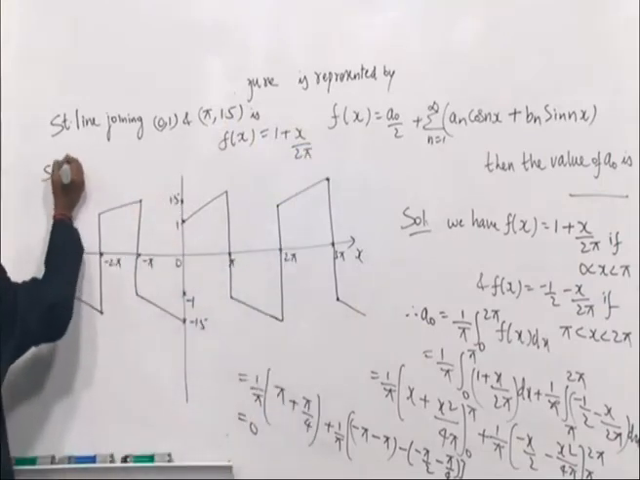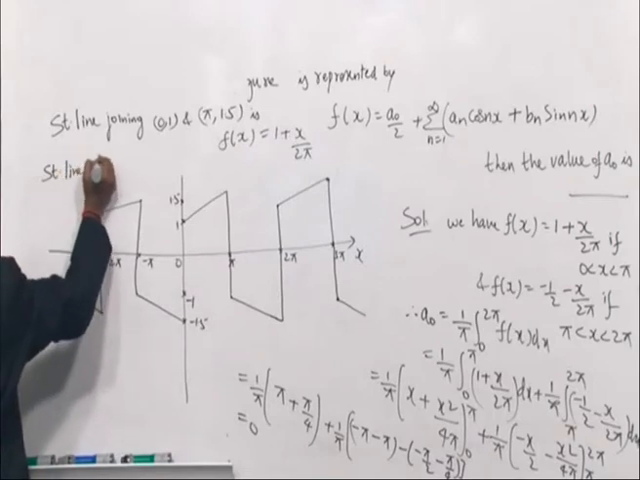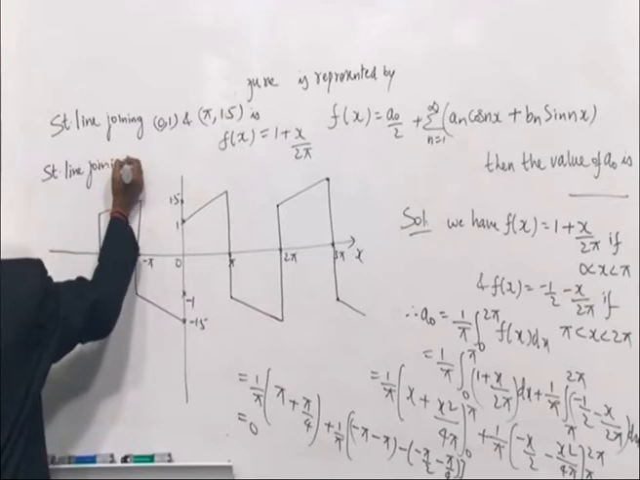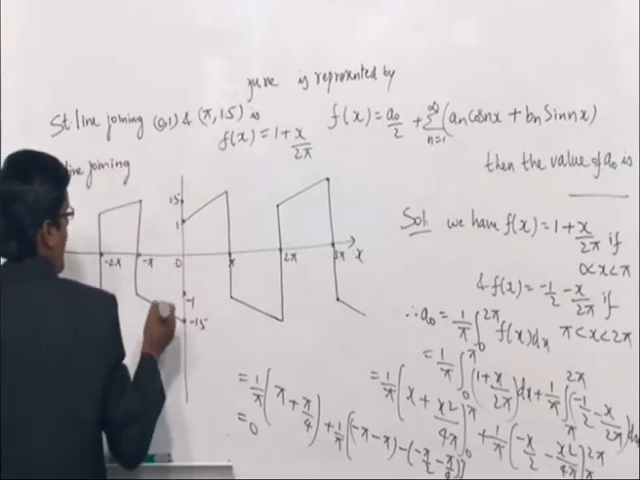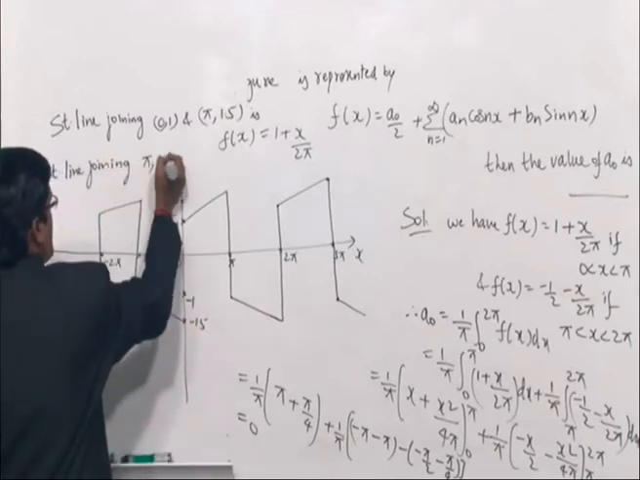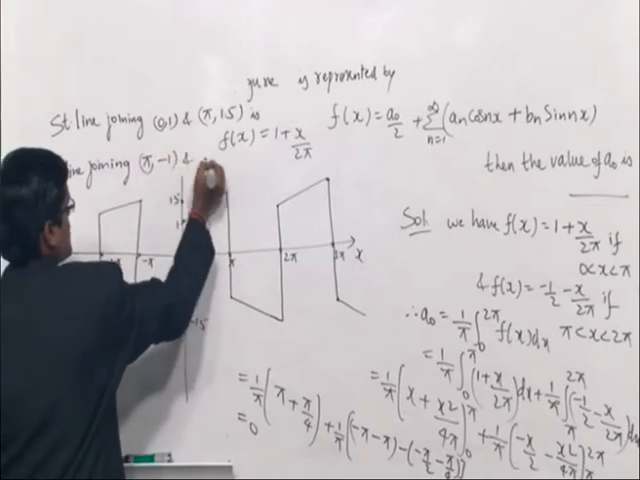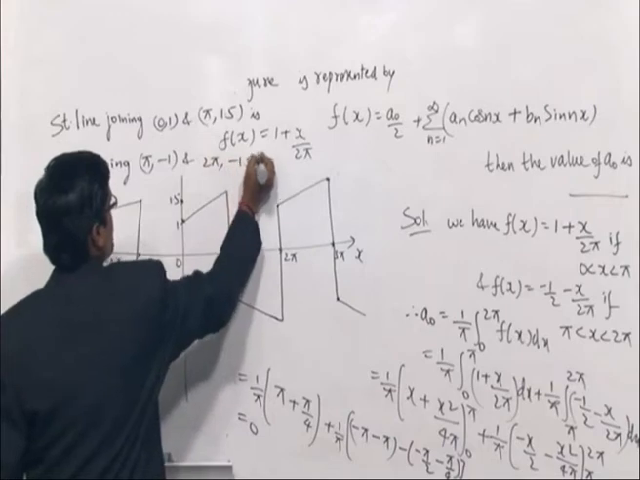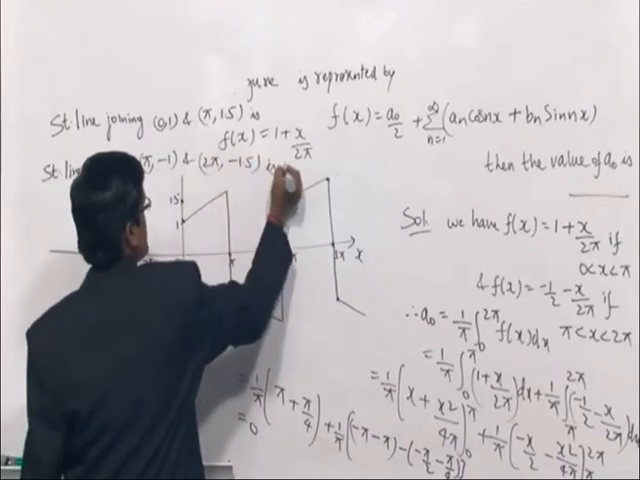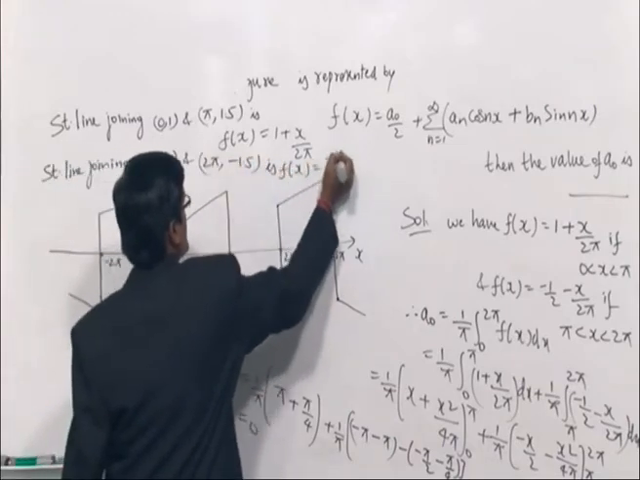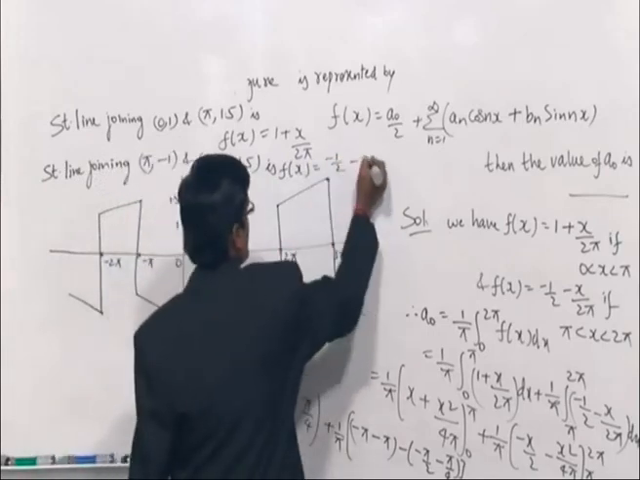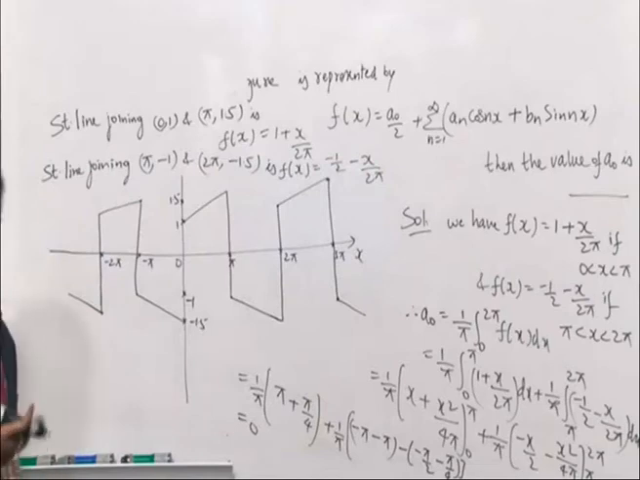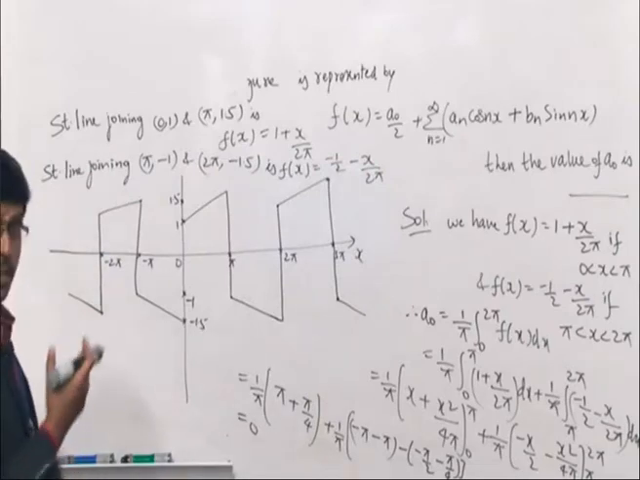Similarly, the straight line, where f(x) is nothing but the y value and x is x only, joining the other two coordinates (pi, -1) and (2 pi, -1.5) is f(x) = -1/2 - x/(2 pi). You can check whether the two straight lines, the equations, are correct or not. Y is nothing but f(x).